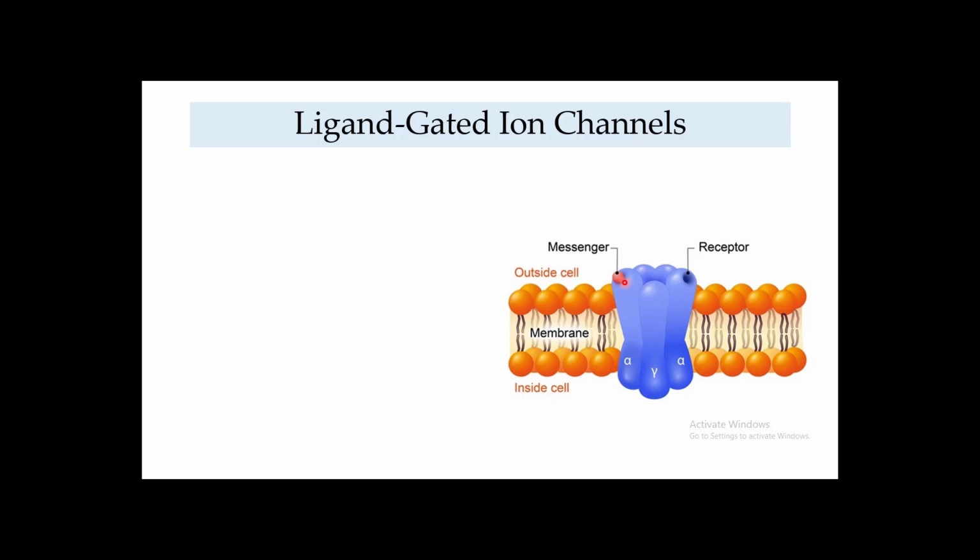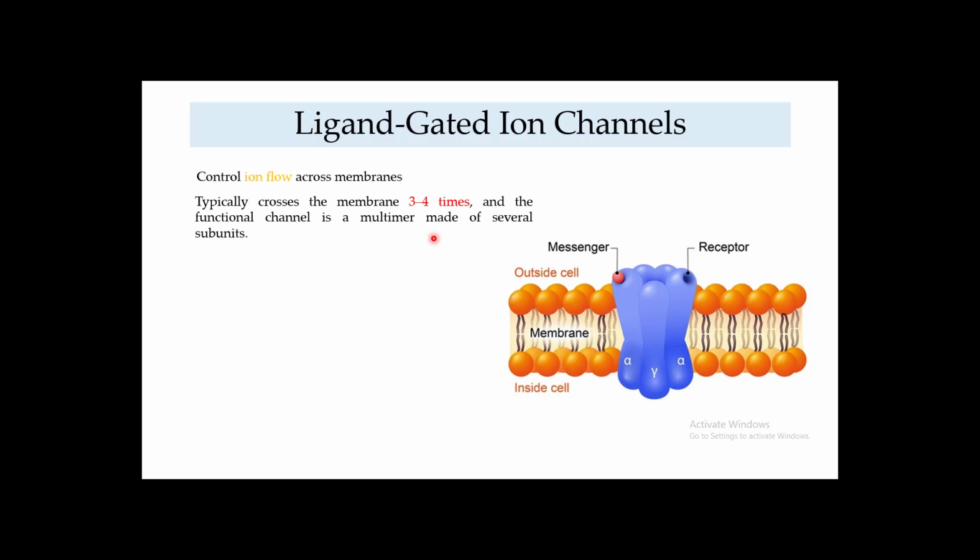The messenger could be some sort of neurotransmitter. When it binds to the exterior of the ligand-gated ion channel, that causes the opening of this particular receptor, and this opening is then responsible for the exchange of ions. The ligand-gated ion channels typically cross the membrane 3 to 4 times, and the functional channel is a multimer made of several subunits.